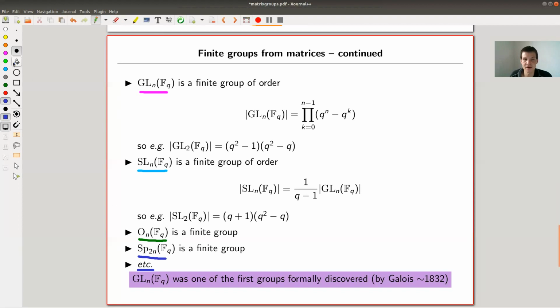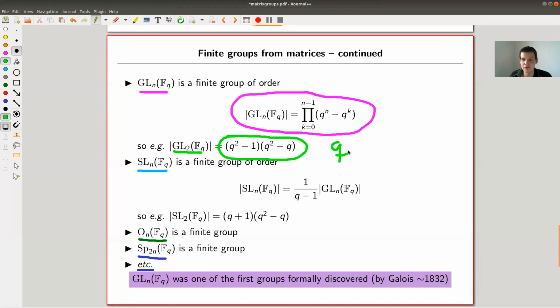So here, for example, is the order of GLN, FQ, and this product just explodes. So for GL2, I've written it down. Q in our example was 2. So let's have a look. 2 squared minus 1 is 3. 2 squared minus 2 is 2. 3 times 2 is 6. Yes, that was the example from before.